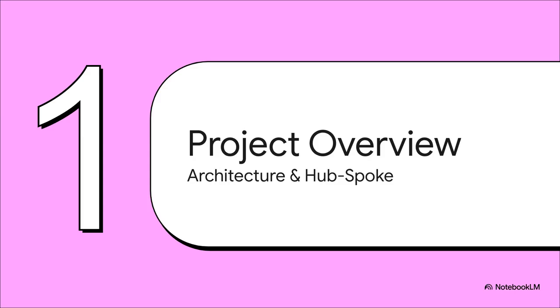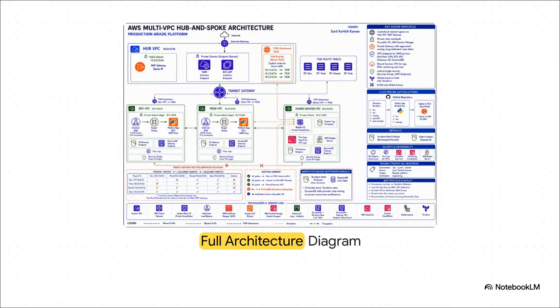All right, kicking things off with Step 1, Project Overview and Architecture. So check this out. What's really fascinating about this level of scale and segmentation is how the traffic is actively managed. Instead of having every single environment manage its own internet access, which is a nightmare, one central hub VPC, right up there on the top left, at 10.0.0.0/16, owns all the shared infrastructure. That includes the internet gateway and the NAT gateway.